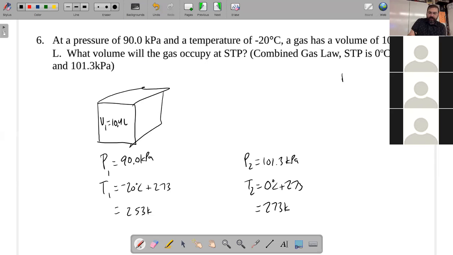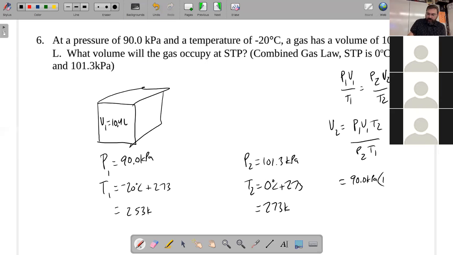But from the combined gas law, P1 V1 over T1 is equal to P2 V2 over T2. We know the initial volume, pressure, and temperature conditions. We know the final pressure and temperature. We're trying to find that final volume. So when you solve for V2, it's P1 V1 T2 over P2 T1. The starting pressure is 90.0 kilopascal. The starting volume is 10.4 liters. The final temperature must be in Kelvin, 273 Kelvin.